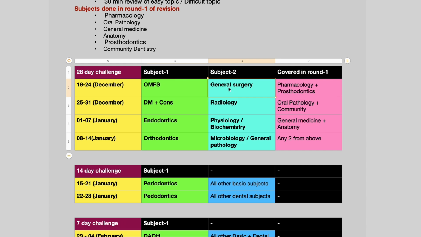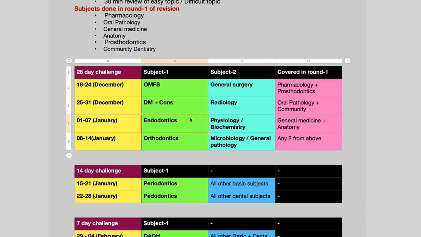The micro plan will be given to you on the WhatsApp group separately. But this is how we are going to cover it. So OMFS, general surgery. Then the next week will be dental materials, conservative dentistry, and a small topic. We all know that we have covered DM and cons combined, isn't it? We have done it together. So that means 1 subject. Then radiology along with that.